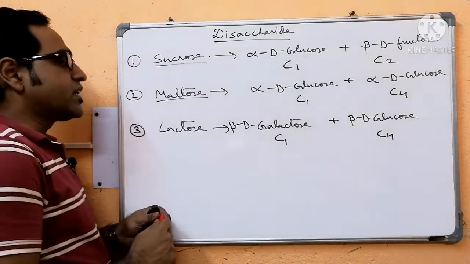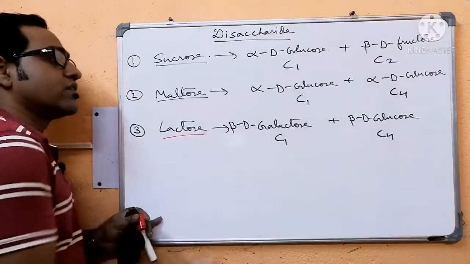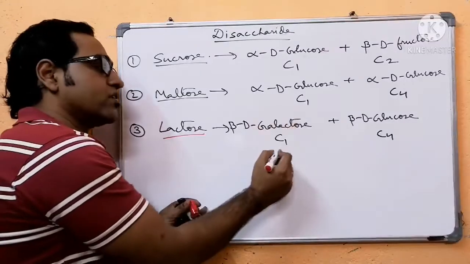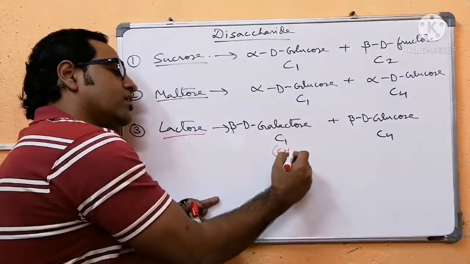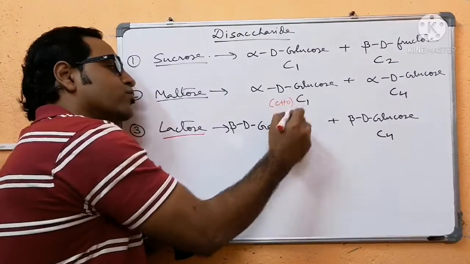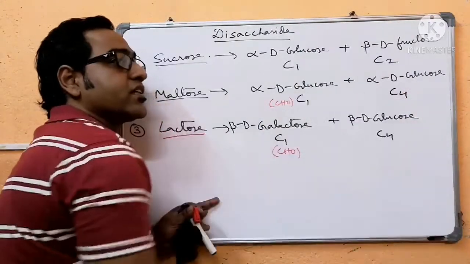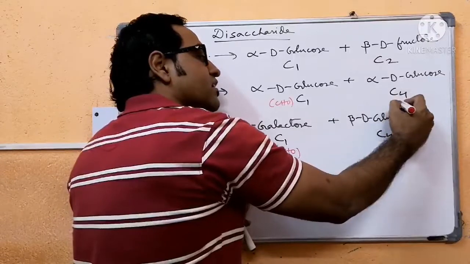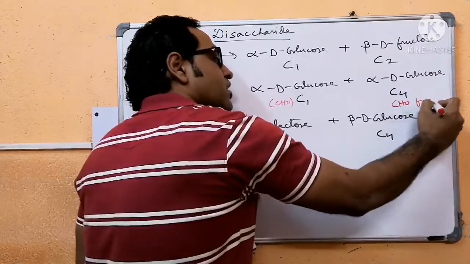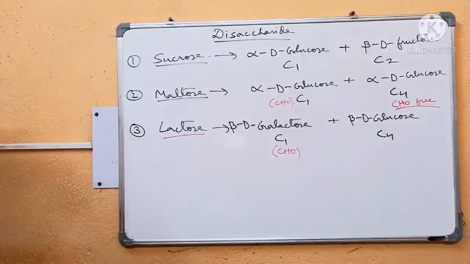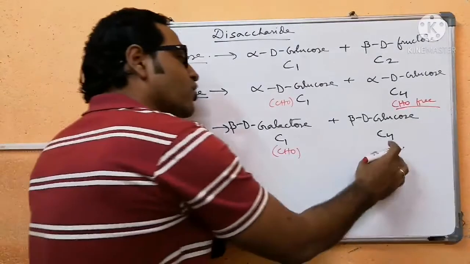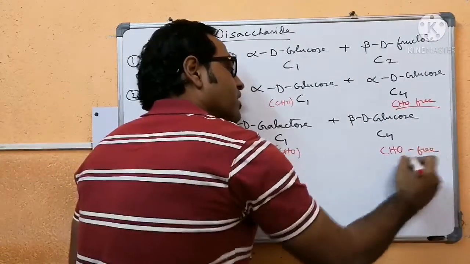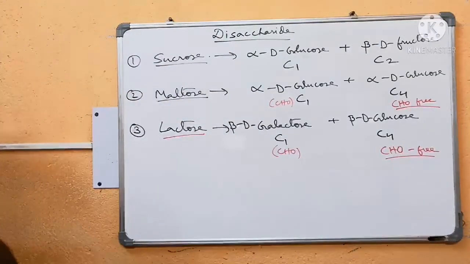Now, one thing you have to see, in case of maltose and lactose, the C1 carbon atom of glucose and galactose is blocked. The C1 carbon is the aldehyde group. Here also it is the aldehyde group which is blocked. But in case of the other glucose, the C1 is free. That means the aldehyde group is free here. CHO is free. So this will reduce Tollens reagent as well as Fehling's solution. Here also the C1 CHO of this glucose will be free. And so it will reduce Fehling's solution and Tollens reagent.